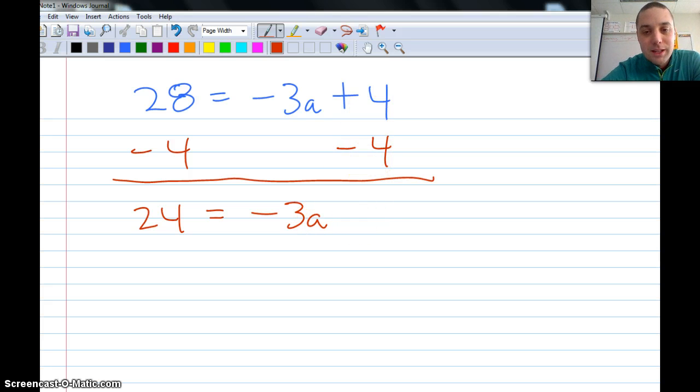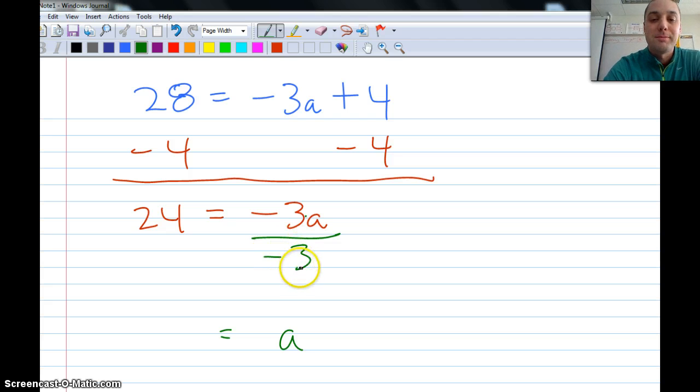So now we have this negative 3a equals 24, and we need to get our a down here by itself, meaning this negative 3's got to go away. Now, key part here, are you listening? To get rid of this negative 3, it's not one of these, because it's not a minus 3. It's negative 3 times a. So you think, what's the opposite of multiplying by negative 3? Multiplying by negative 3 would be dividing by negative 3.